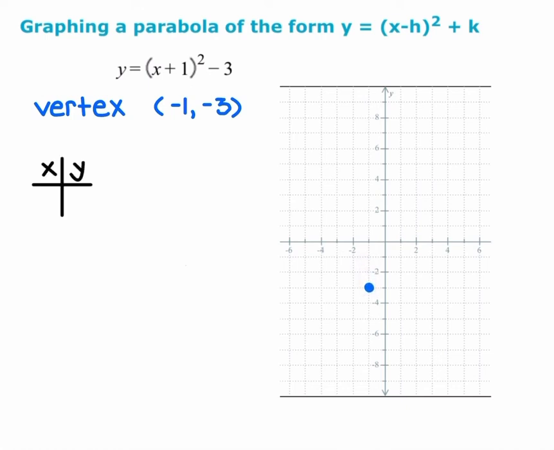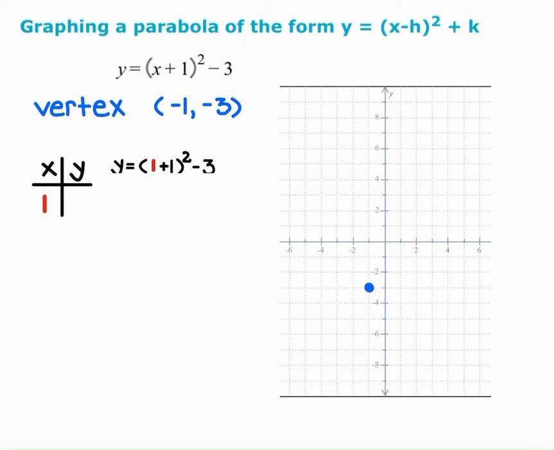Now that we have the vertex, we want to plot a few more points. I like to choose x's that are close to the x-coordinate of the vertex. +1 is pretty close to -1, so let's substitute 1 in for x.